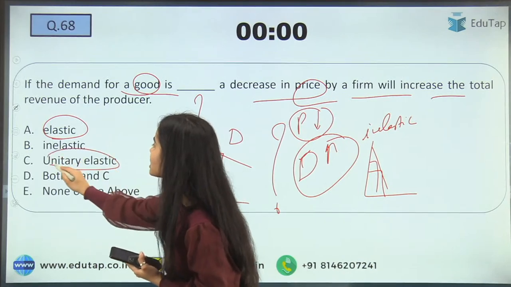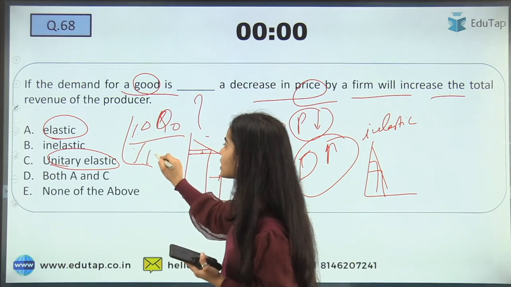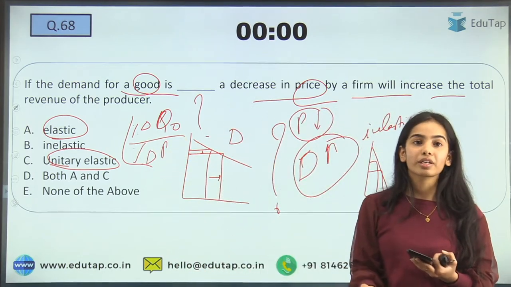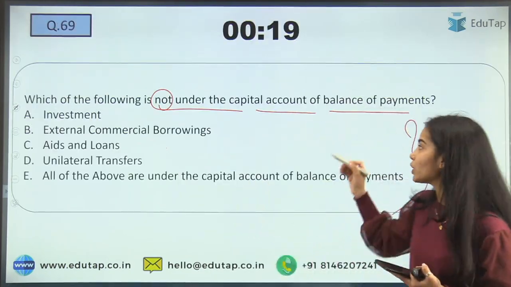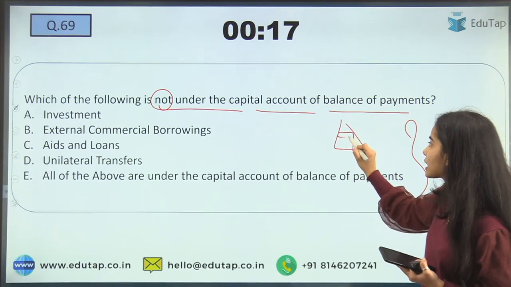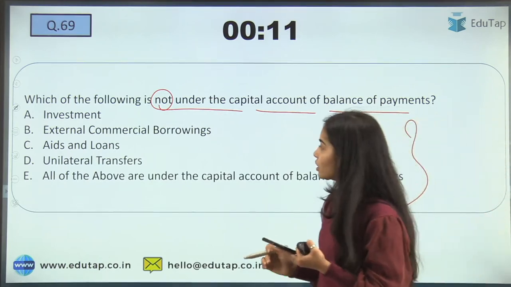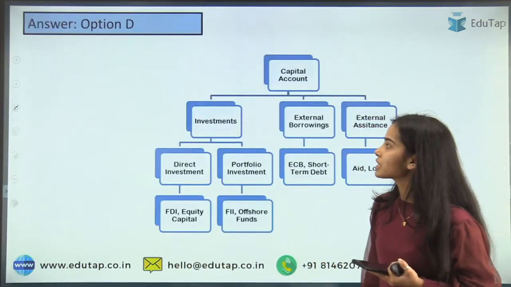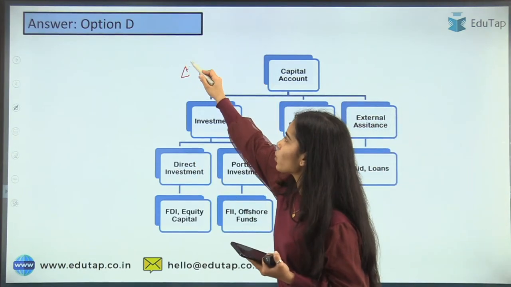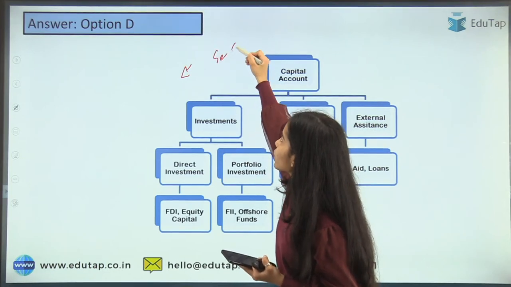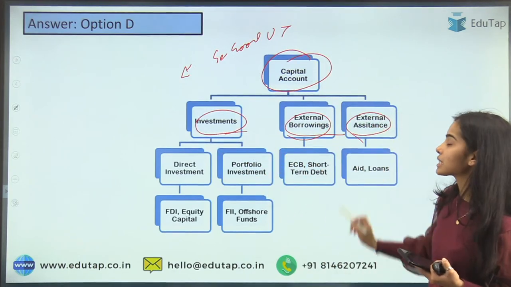Yes, unitary elastic means that the percentage change in quantity demanded will be equal to the percentage change in price. So there will be no effect on the total revenue in the case of unitary elastic. If you decrease the price, there will be no effect on the total revenue, because the decrease in price is equal to the increase in demand. So D is the right answer. Unilateral transfers are a part of the current account, and the current account includes the exports, the imports, the services, the goods, and the unilateral transfers. Capital account includes the investments, external borrowings, external assistance.